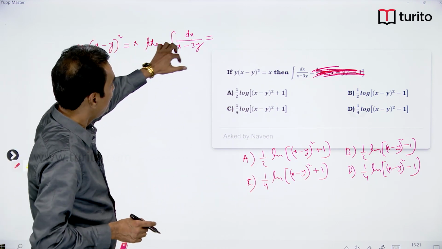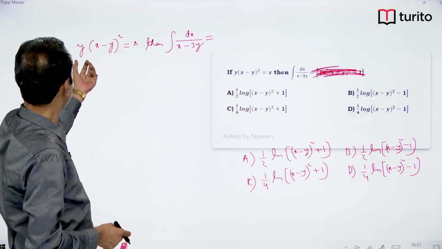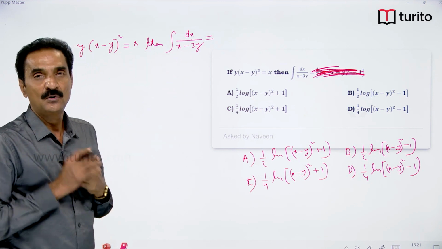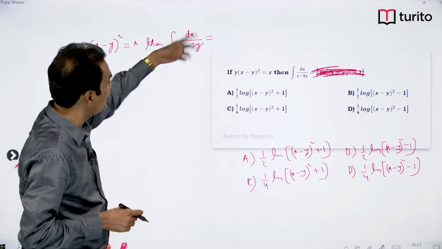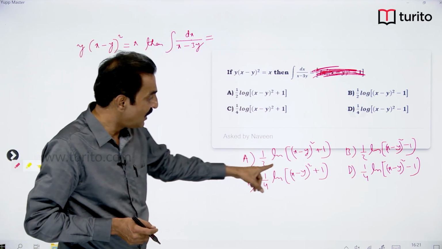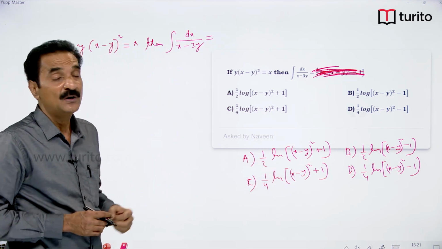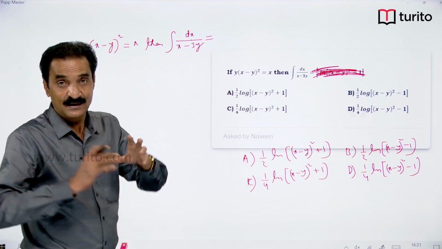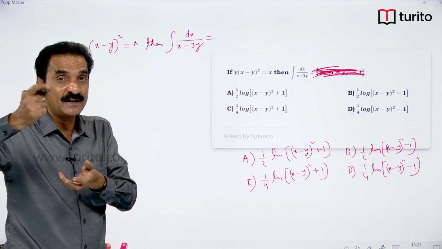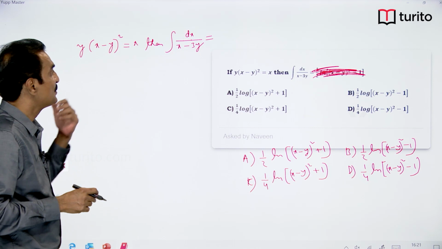This integrand contains x and y both, and also it is not possible to find y and substitute here. So, we have to modify this. How to modify? You can see the options, every option is in terms of x minus y. So, we have to write this whole thing in terms of x minus y, and at the same time you should get d of x minus y. Okay. So, let us try.